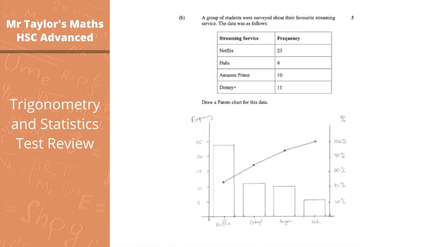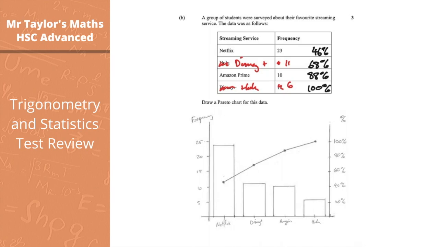Question 8b involves our Pareto chart. So we have a group of students surveyed about their favourite streaming service, and we have the data here. Now, the one thing that we must be mindful of is we need to have our frequency in descending order. So this is Disney. Easiest thing to do here is switch Disney Plus and Hulu. So that'll be 11 and that'll be 6. And then the other thing we need is the percentages. Now the sum here is 50, so we just need to double each one to get the percentage. So 46, add 22% is 68, add 20% is 88, and then add 12% gets you 100, obviously.